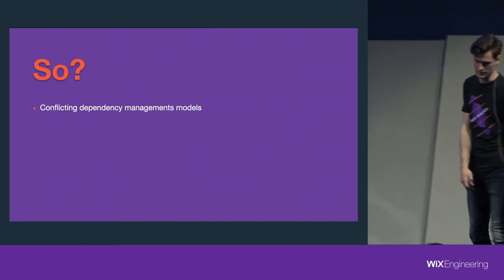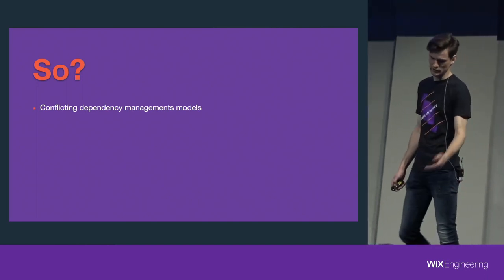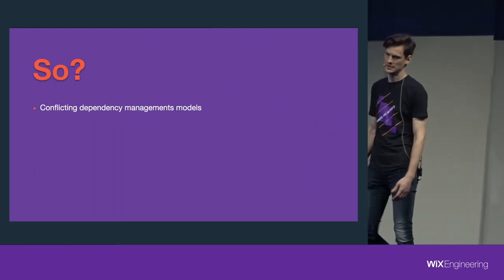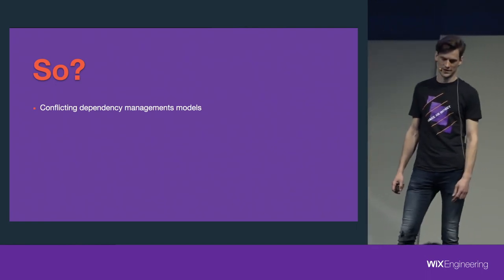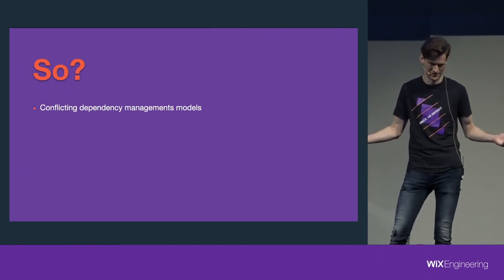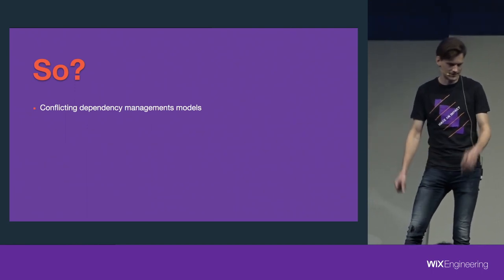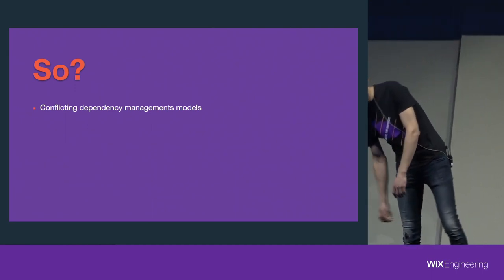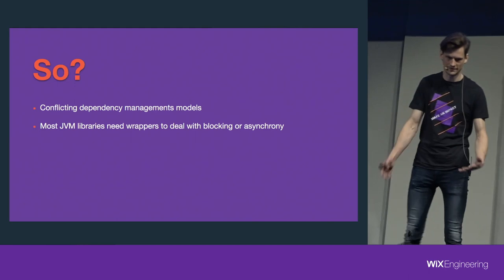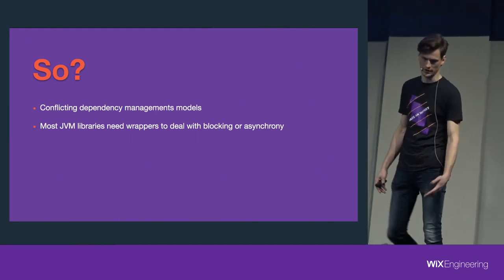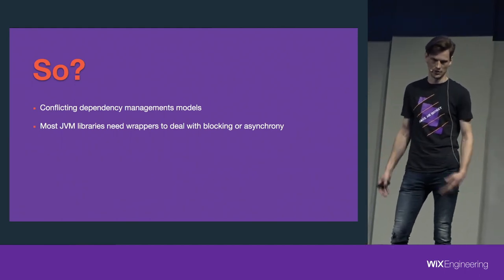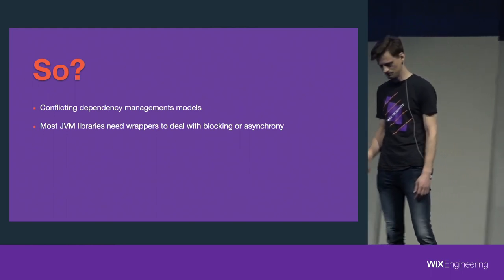So what are the conclusions here? One issue that I didn't really focus on, but I think is really important, is that you have conflicting dependency management models. It's not fun, because you can't use either npm or Maven, since neither of those works for the other. So you probably would have to do something like Bazel or something like that. Then, most JVM libraries, even though you do have interop, you still need wrappers to deal with blocking and asynchrony, and you still need infrastructure to make sure that you don't block the event loop, because it's really easy to do that.